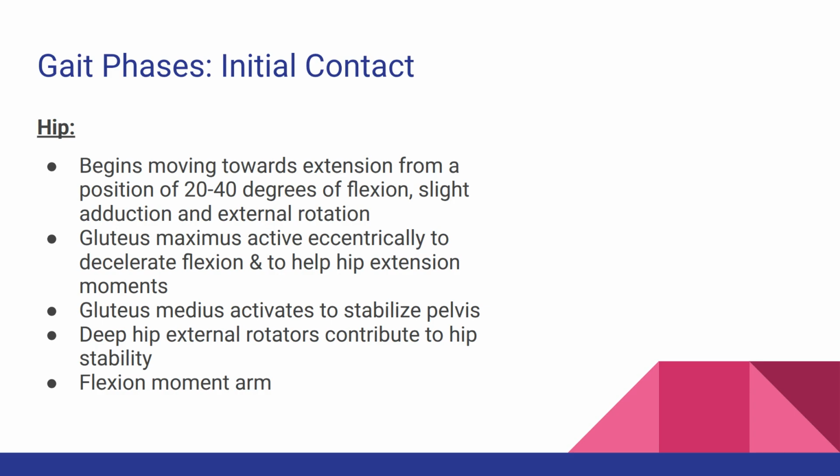The primary muscle activity here is eccentric activation of the gluteus maximus to decelerate hip flexion and prevent excessive trunk flexion. The glute medius is already active in anticipation of loading, stabilizing the pelvis in the frontal plane. The deep hip external rotators contribute to femoral head stability within the acetabulum.